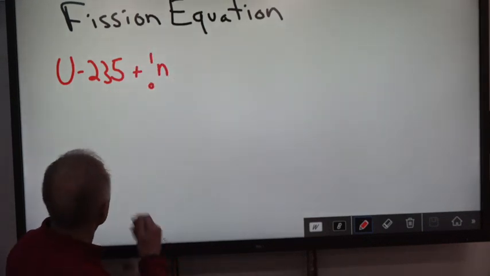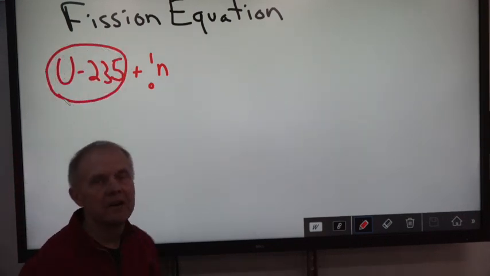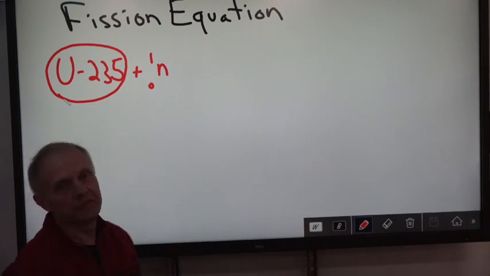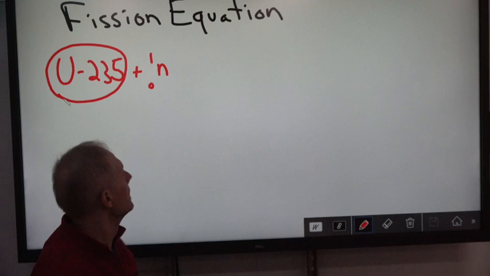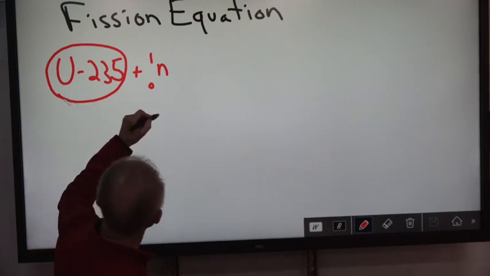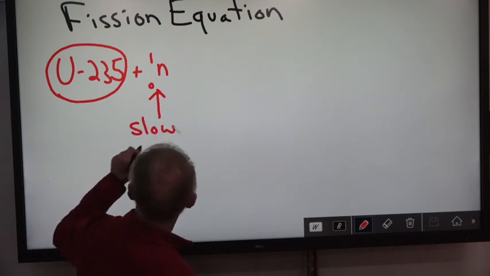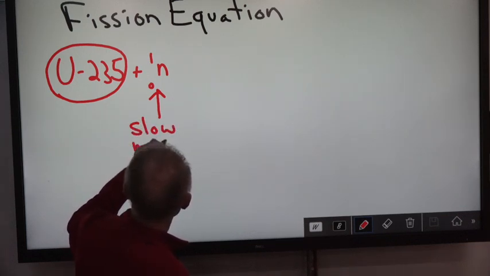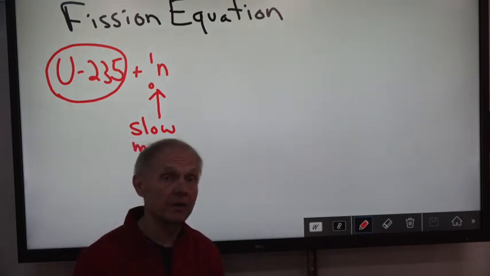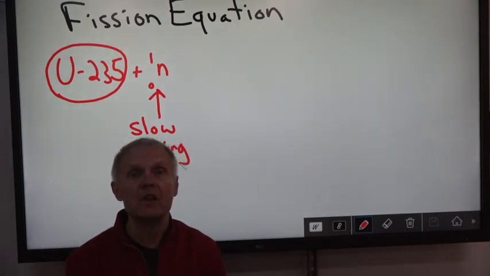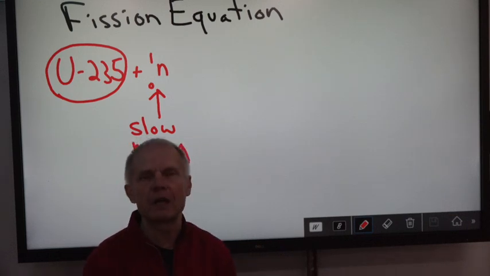Okay, so we have uranium-235. And remember, we have to hit it with a slow-moving neutron. So uranium-235 plus slow-moving neutron. Because like I said before, when they come out of the nucleus of uranium-235, they are really, really fast. And they would go right through the nucleus without splitting it up.